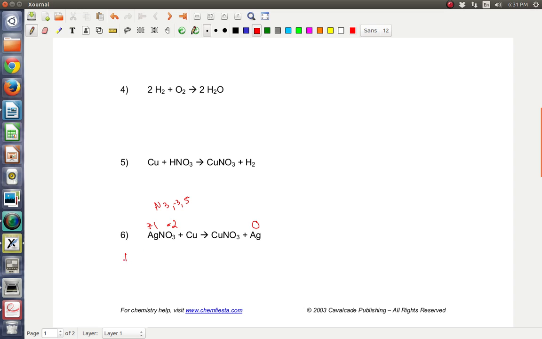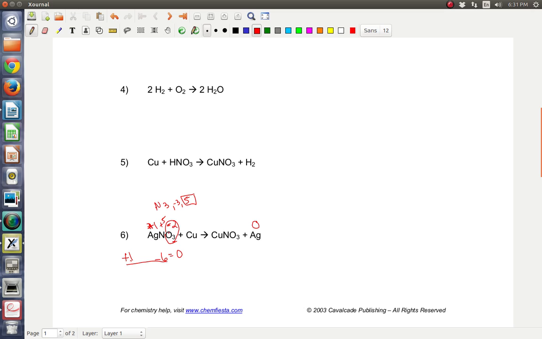I have +1 for the silver. I have 3 -2s for the oxygen. So -2 times 3 is a -6. I know when I add it all together, it's got to equal 0. So what does nitrogen have to be? Well, it looks like nitrogen has to be a +5. Okay, hopefully y'all understand what I just did.